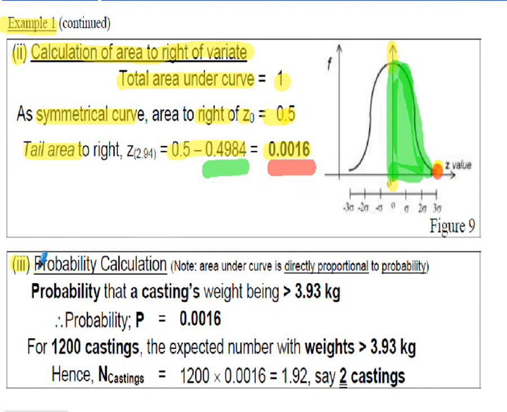Now we can do step 3, which is the probability calculation. The probability that a casting's weight will be greater than 3.93 kilograms is the 0.0016 value, or 0.16%. If we have 1200 castings, then the expected number of castings with weights greater than 3.93 kilograms is simply 1200 times 0.0016, it gives a value of 1.92. So we would say roughly 2 castings are likely to be greater than 3.93 kilograms out of the 1200 in our batch.